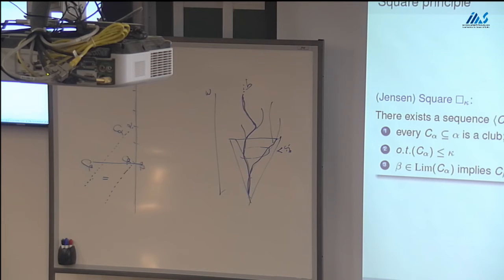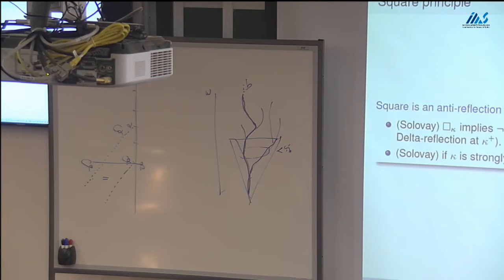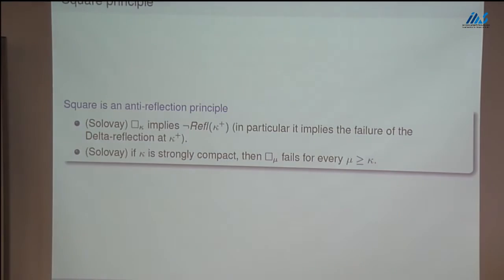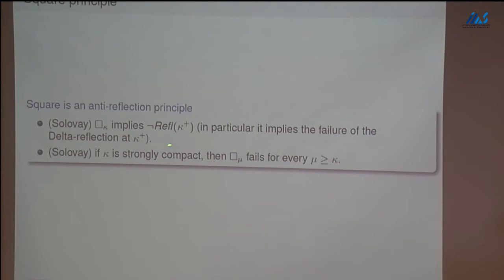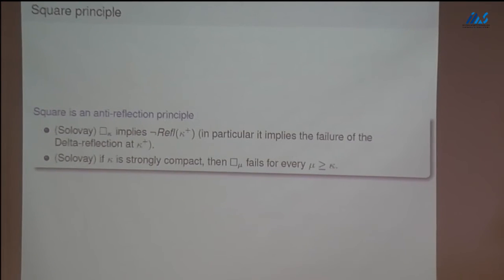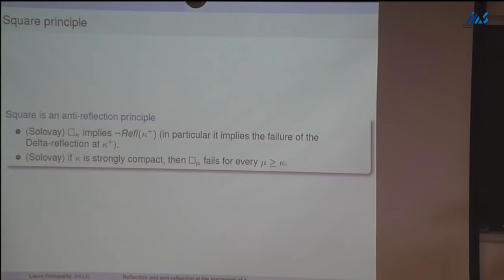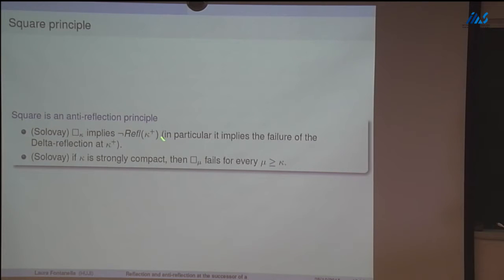The delta reflection is incompatible with the square principle. First let me say, why is this an anti-reflection principle? It implies the failure of several reflection properties, and for instance, it implies the failure of the reflection of stationary subsets of kappa plus. And so it is not surprising that this principle is incompatible with certain large cardinals. If kappa is a strongly compact cardinal, then the square fails everywhere above kappa.